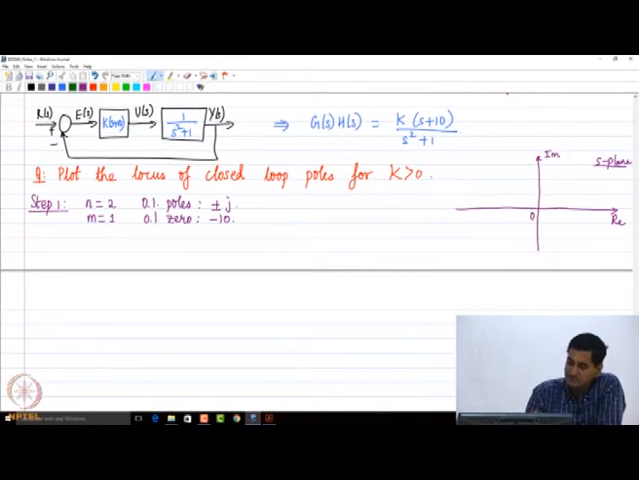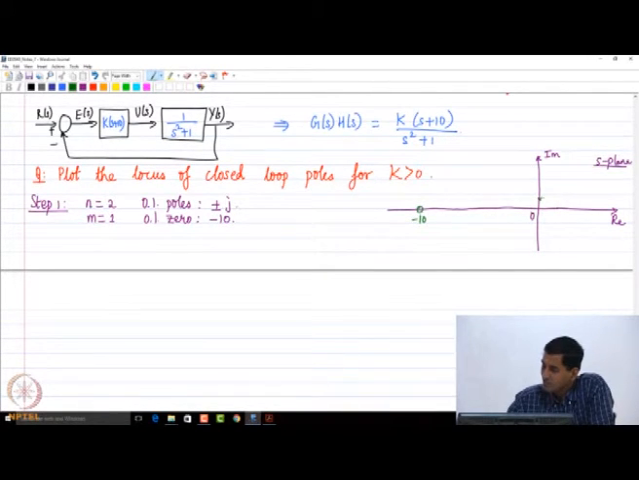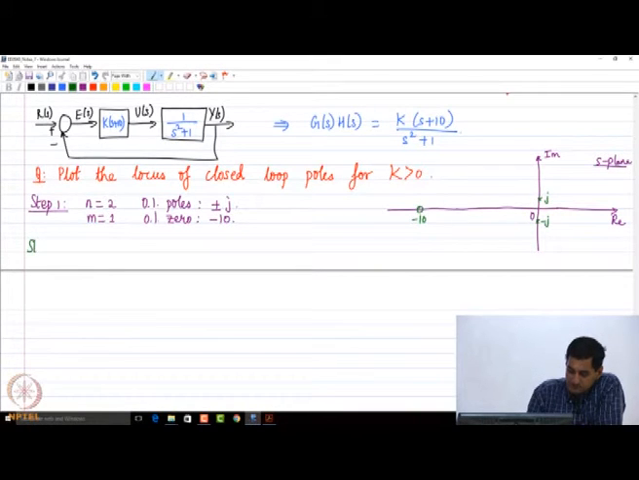So, first let us mark those. Let me first extend this to minus 10. Let us say I have a zero at minus 10, and then I have an open loop pole at plus j and minus j. Those are my open loop poles and open loop zeros. Okay, fine. Now, what is step 2?